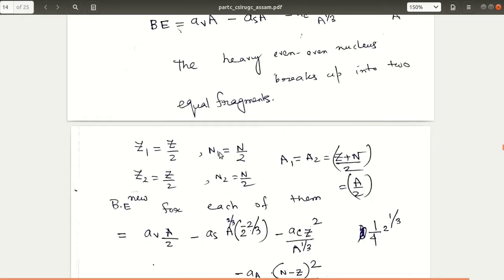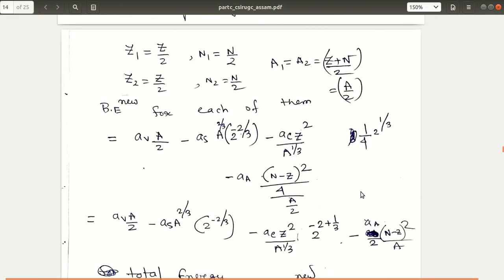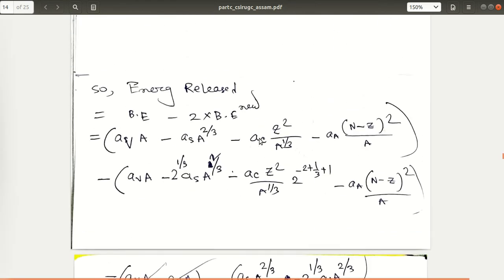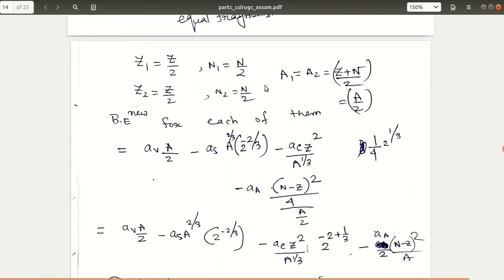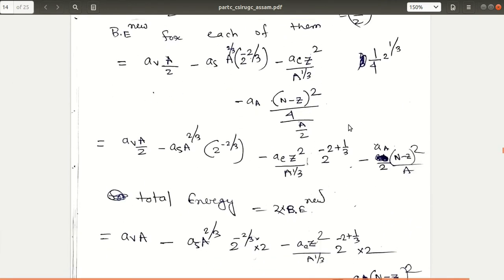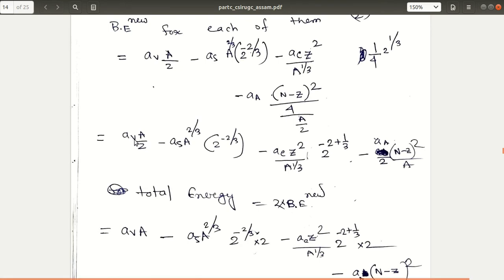So now when it breaks, Z1 becomes Z by 2 and N1 becomes N by 2, and Z2 becomes Z by 2 and N2 becomes N by 2, and A1 plus A2 equals A, so A1 will be Z plus N by 2, which is A by 2. And now if we calculate the new binding energy corresponding to each of them, we just need to substitute Z by 2, N by 2 and A by 2 here, and you will get some equation like a_v into A by 2 minus a_s into A to the power 2/3 times 2 to the power minus 2/3, and minus all these quantities.